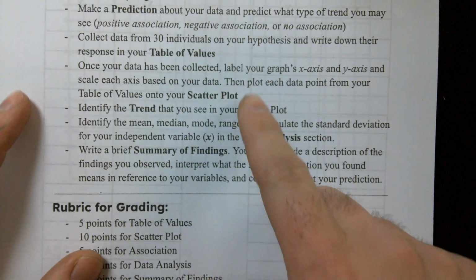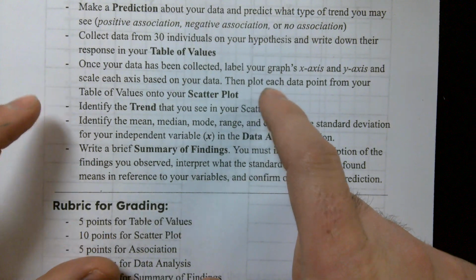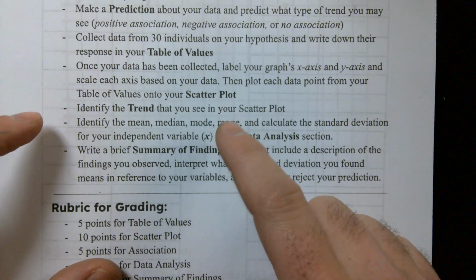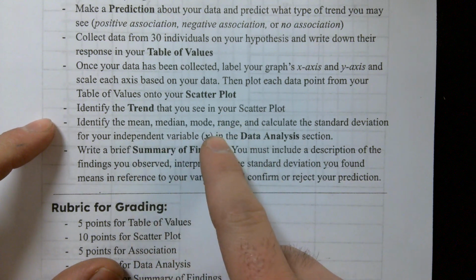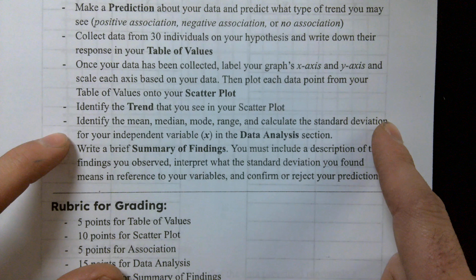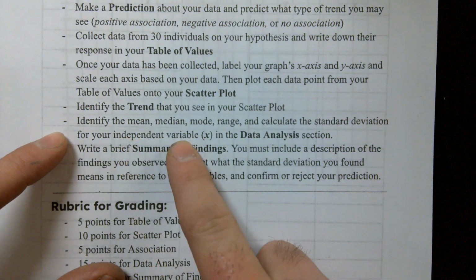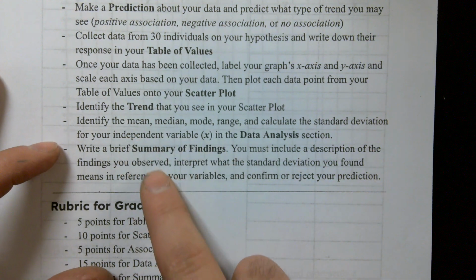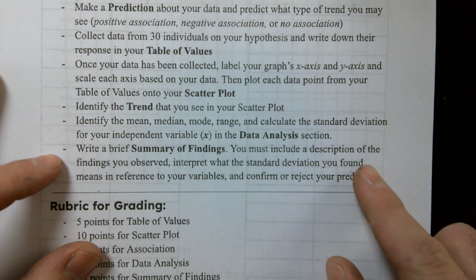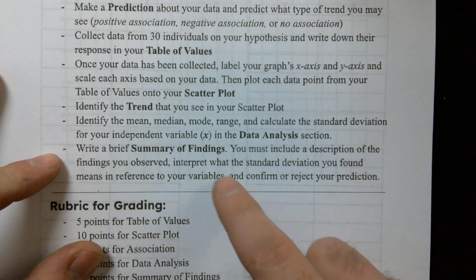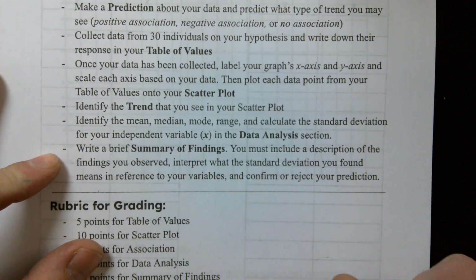Once your data has been collected, you're going to set up your graph and plot all your points. You're going to identify the trend. You're going to find the mean, median, mode, and range, as well as the standard deviation for whatever your independent variable is, which is x. Then you're going to write a quick little summary, figuring out what you discovered from this. Interpret what the standard deviation means.